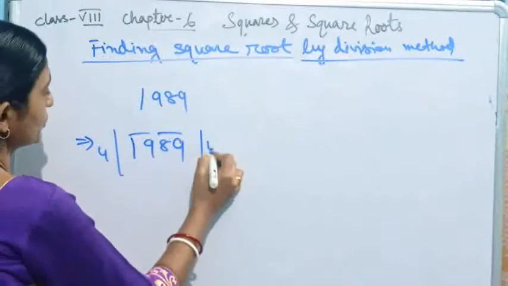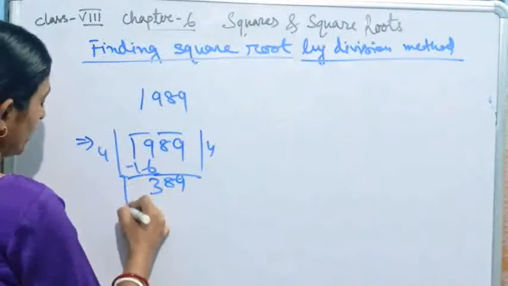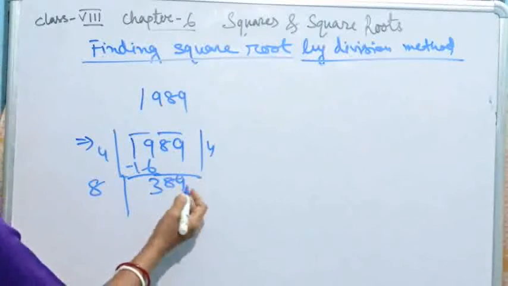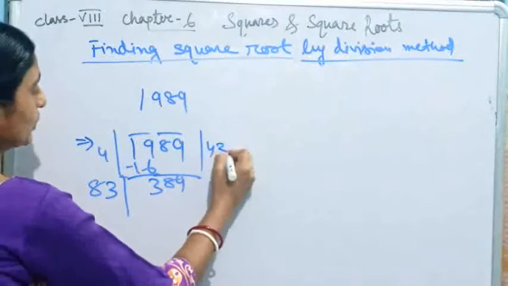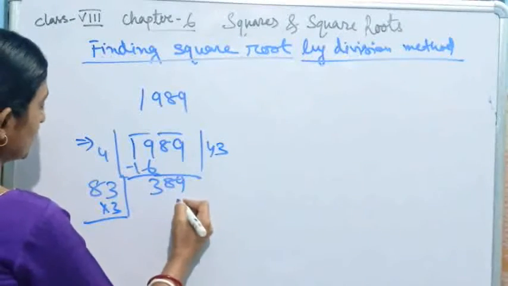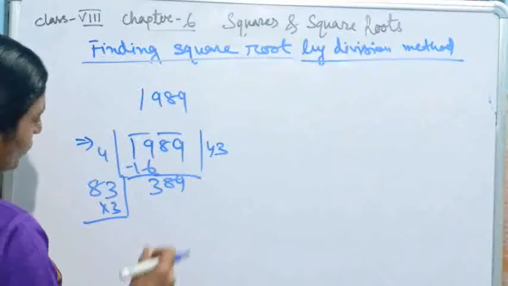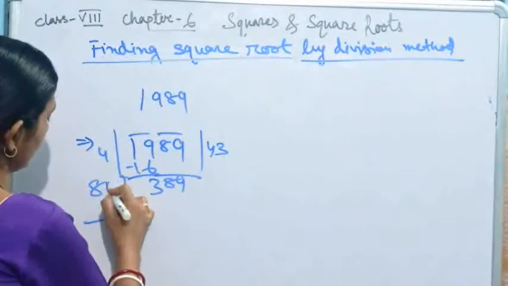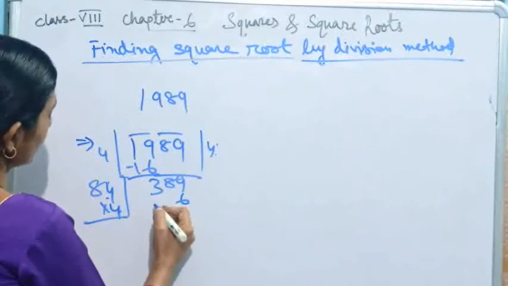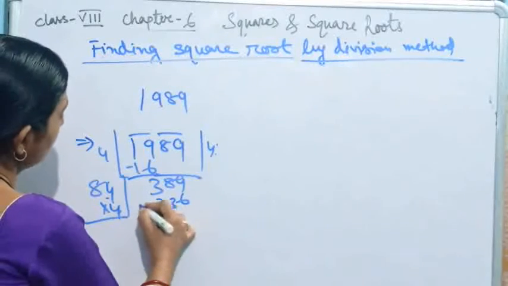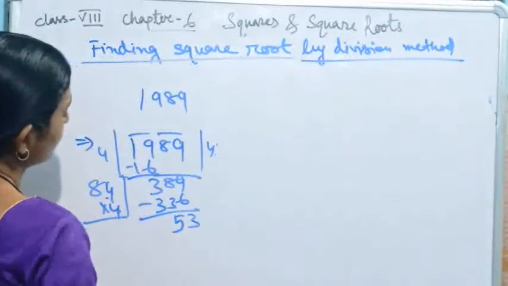The nearest square is 4, 4 fours are 16. Subtract this one, and you are getting 389. Now double this 4. Now think about a number. If I go for 7, it will be too big. Go for 3? If I go for 3, what do you get? Let's think about 4. I am putting here 4, 4 fours are 16, 4 eights are 32, 32 plus 1 is 33.